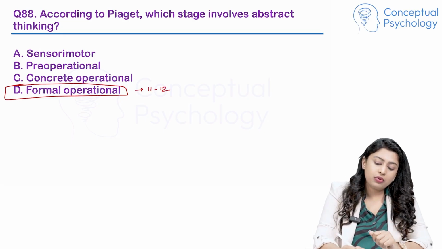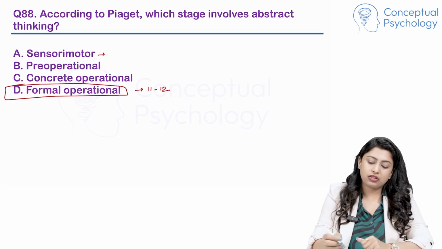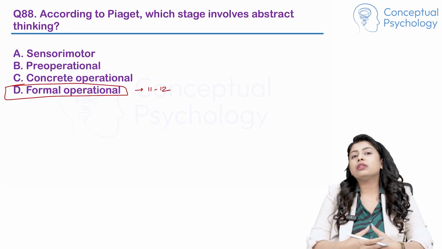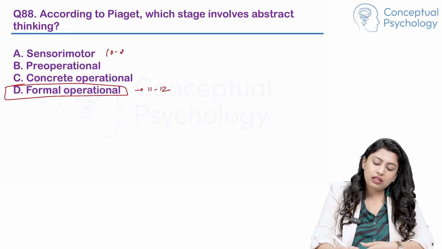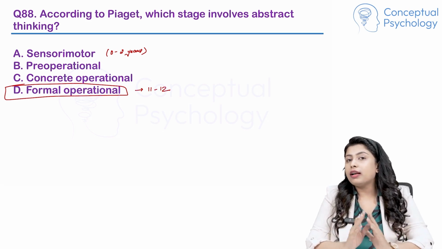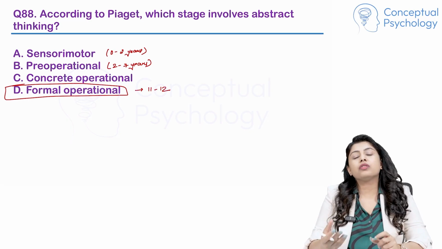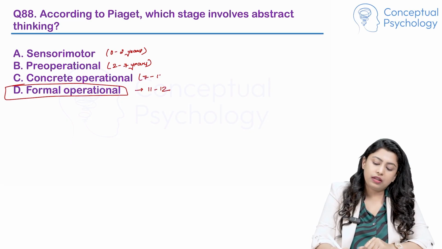Now, why is sensorimotor the incorrect option? Because it involves learning through senses and motor actions, which is between the ages of 0 to 2. Preoperational involves symbolic thinking but not abstract reasoning, ages 2 to 7. Concrete operational involves logical thinking about concrete objects, ages 7 to 11.